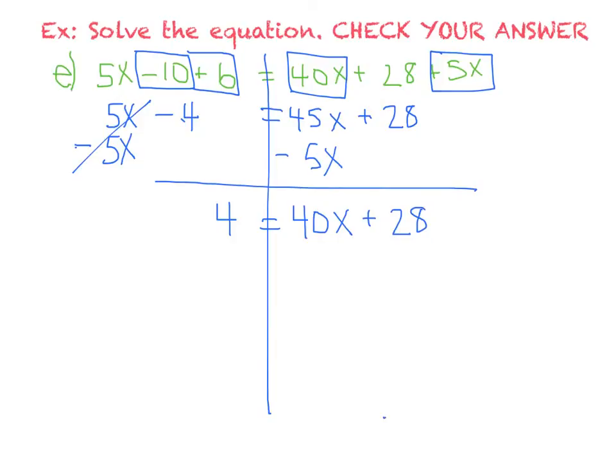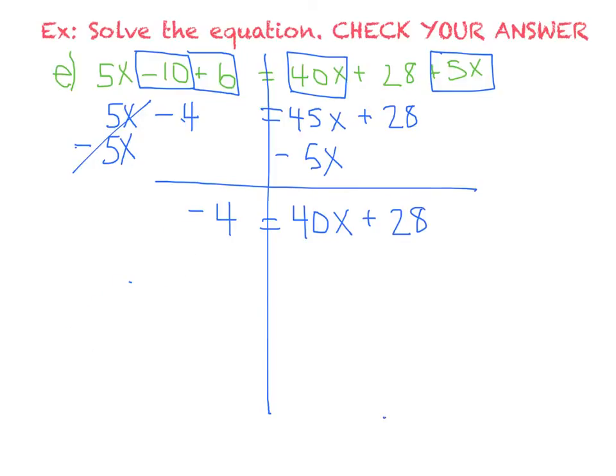Now, I've made a mistake, and I'm curious if you caught it. What mistake did I make? If you guessed I forgot to drop down this negative sign, you're 100% correct. If we have a minus sign here, we have got to drop it down. So I'm going to put my negative right there. There we go. We're ready to move on.